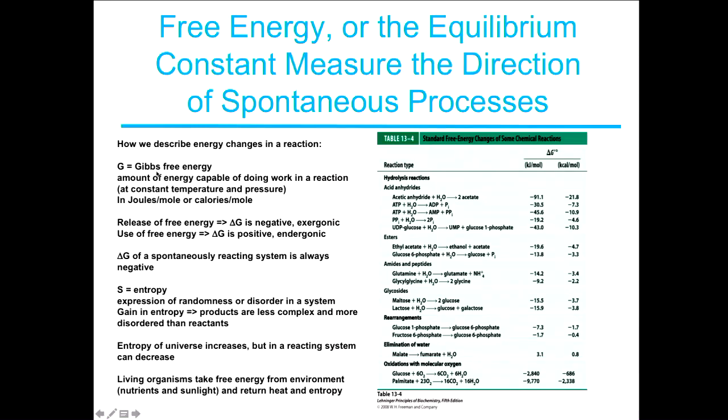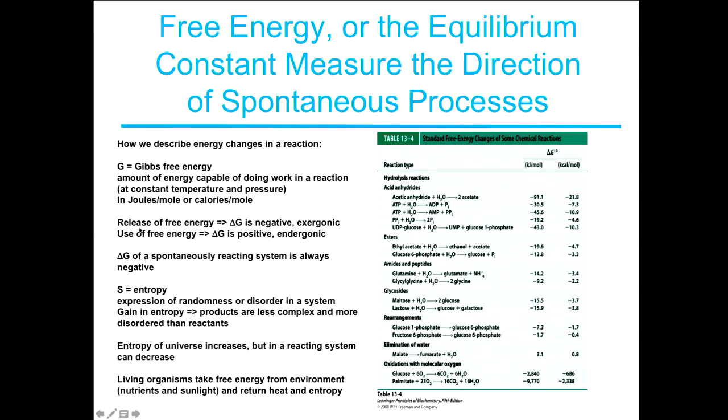So G, Gibbs free energy. Okay, so we're going to talk about free energy, and it has a definition of the amount of energy capable of doing work in a reaction. So we'll talk about changes in free energy. Okay, so changes in G, delta G. Okay. But the free energy is the amount of energy capable of doing work in a reaction, and technically it's at constant temperature and pressure. And we usually write it in joules per mole, these are the units, or calories per mole.